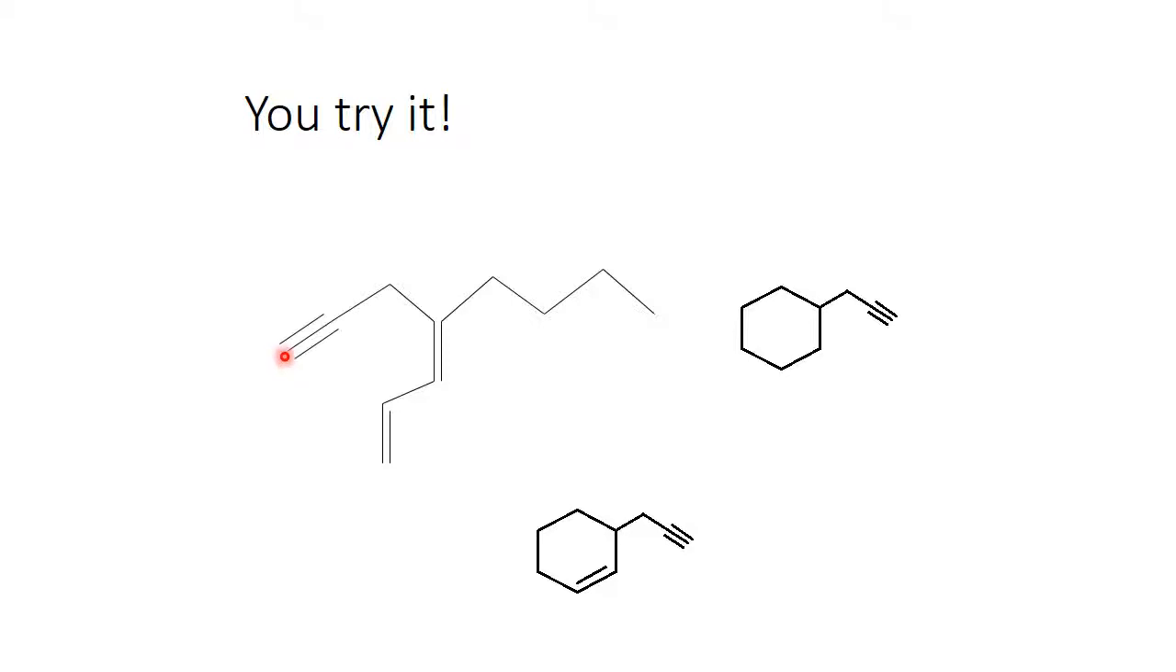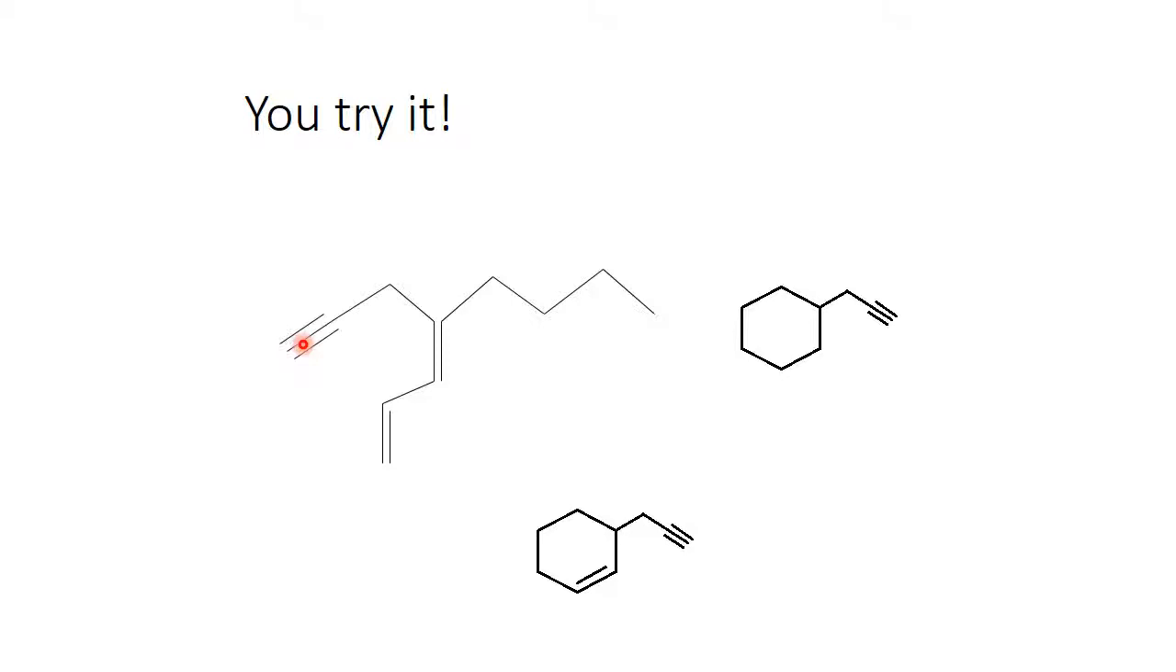Okay, to name this first one, what we're going to do is find the longest chain with the functional groups. So 1, 2, 3, 4, 5, 6, 7 is the longest chain with the functional groups. And we're going to name it heptadienyne.